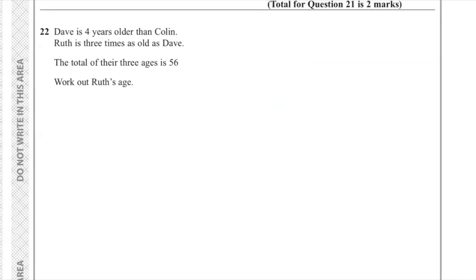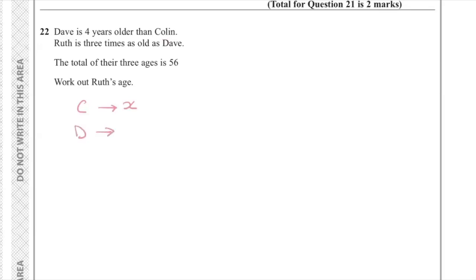Okay, so Dave is 3 years older than Colin, and Ruth is 3 times as old as Dave. Colin is my problem. If I knew his age, I'd know Dave's, and then I'd know Ruth's. Because I don't know Colin's number, I'm going to just assign him a letter. And that's what we do in maths. If I knew Colin's age, I'd know everybody's. I don't know Colin, so I'm going to call him X. He has a number I don't know.